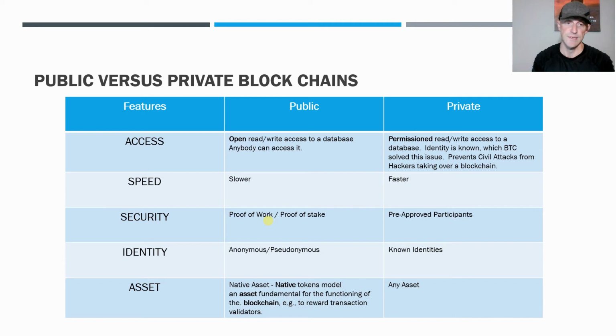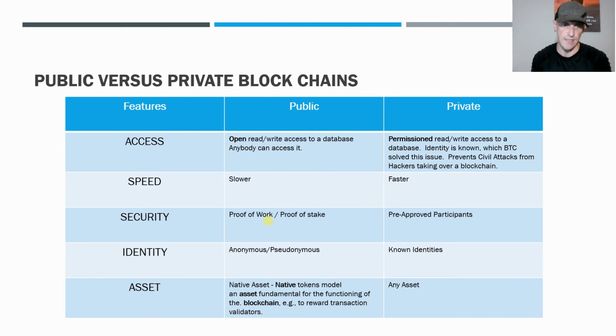Private blockchain security is pre-approved participants. Then you have the identity for public, which remains anonymous. Private identity is known identities. Okay. Public asset. Now, what is an asset, right? You might be wondering what the feature is when talking about assets for blockchains.